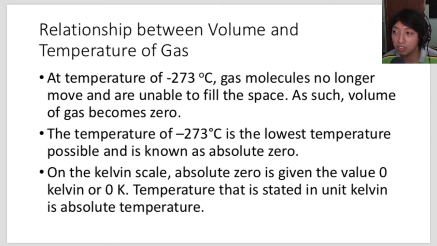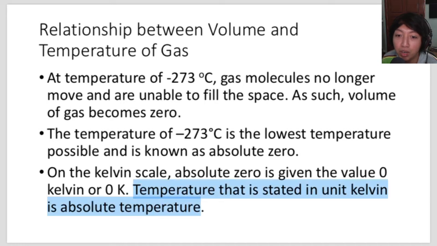Because of this, scientists have come up with a different scale. Instead of Celsius, we use a scale called Kelvin, where this point of absolute zero, we really call it zero. Therefore, temperature stated in the unit Kelvin is absolute temperature. That is the reason why we call it absolute temperature.